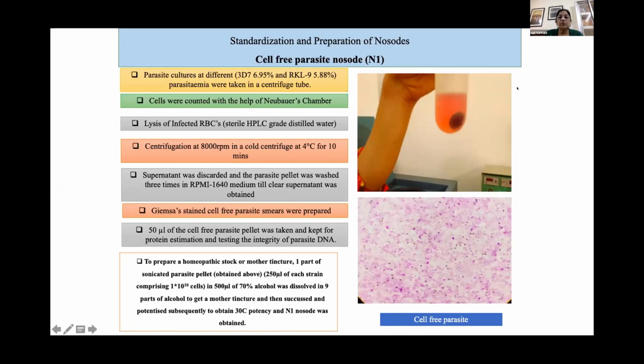So the first nosode that was prepared was the cell-free parasite nosode, which we called N1. For this, we cultured these parasites, and after culturing, we counted these parasites. And after counting, we lysed the RBCs to get the cell-free parasite. And then after centrifugation, we obtained the pellet. And this was the method used for preparation of the nosode. And the basic material was given to Schwabe Laboratories for further preparing the 30 potency of this nosode.